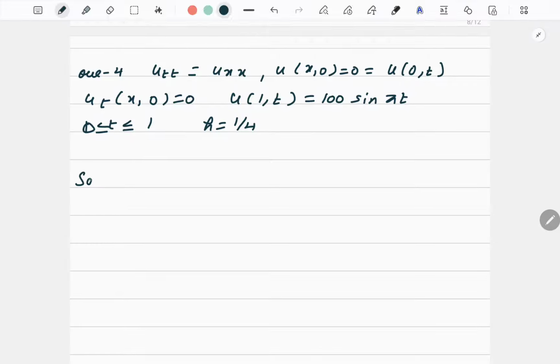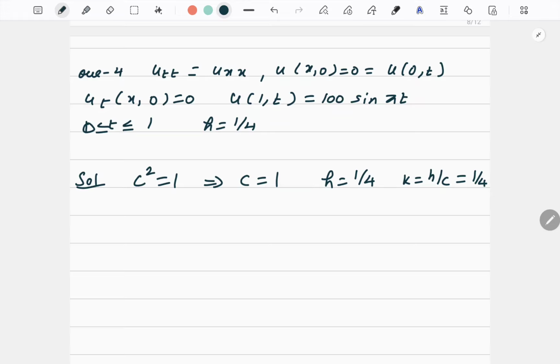First of all, when I write the solution, I have c square is equal to 1, which implies c is equal to 1. h is equal to 1 by 4 given, and k is equal to h by c, so it is equal to 1 by 4 only. So x will move with a step size of 1 by 4 and t will also move with a step size of 1 by 4.